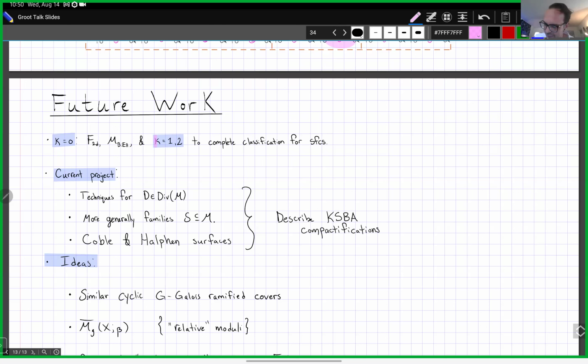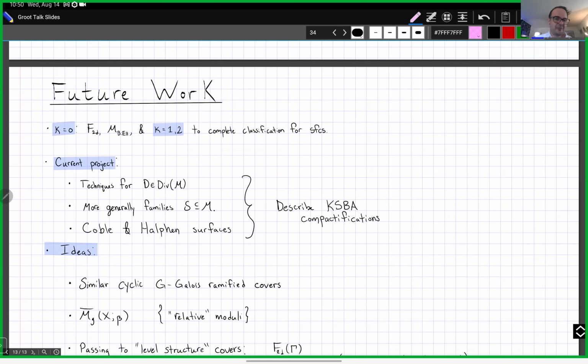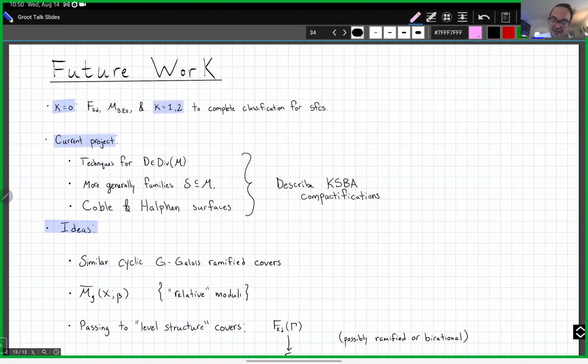And then, of course, the next line of work would be to work on kappa equals 1 and then kappa equals 2, 2 being the maximal Kodaira dimension for a surface, which we expect will need entirely different techniques. But that's right. We would like to have a complete classification of KSBA compactifications for all surfaces. What I'm working on now is if you have already a well-understood moduli space where you have all of this combinatorial boundary data, often these moduli spaces will have interesting divisors in them, codimension 1 subvarieties.